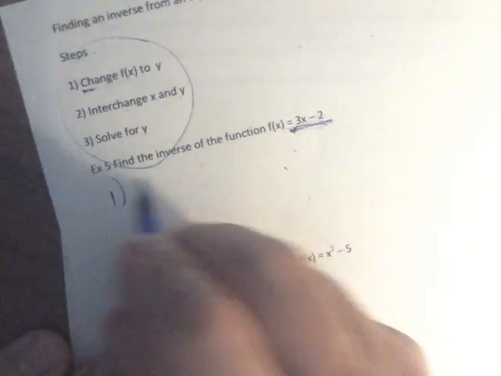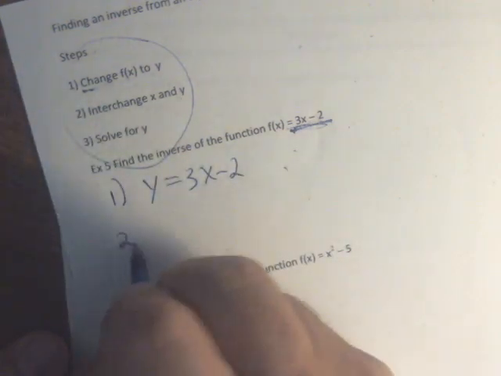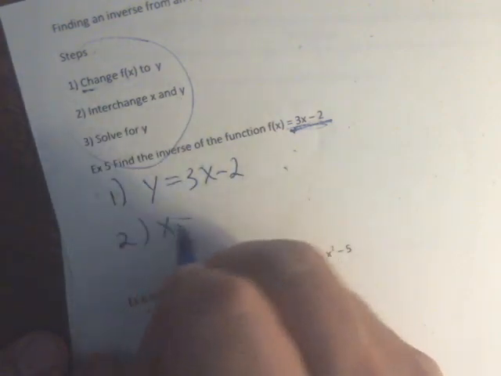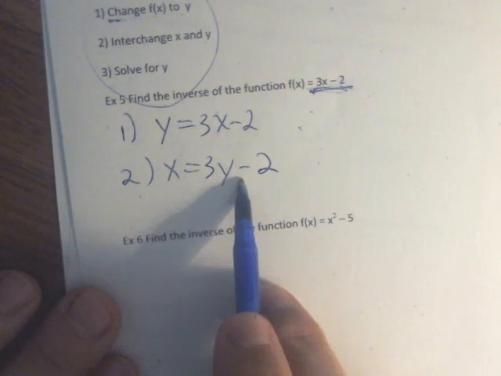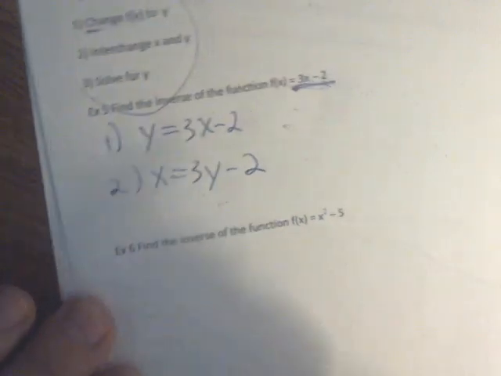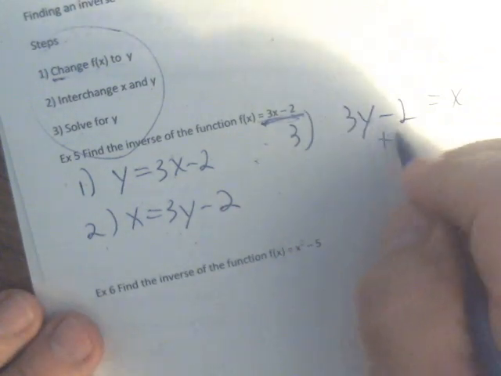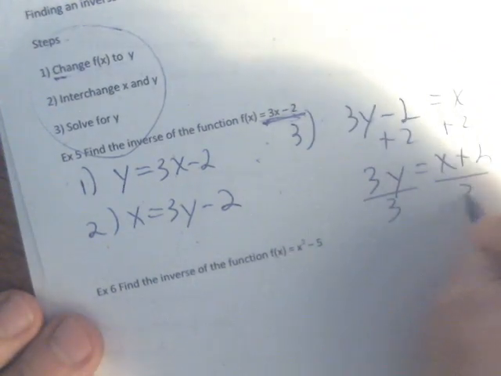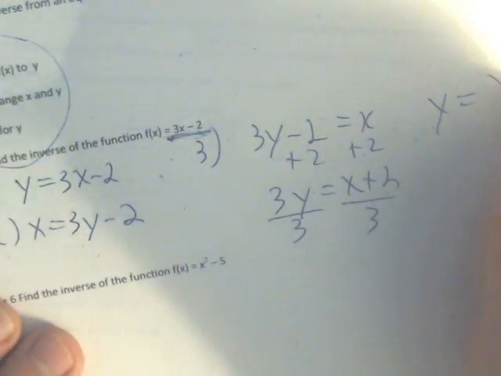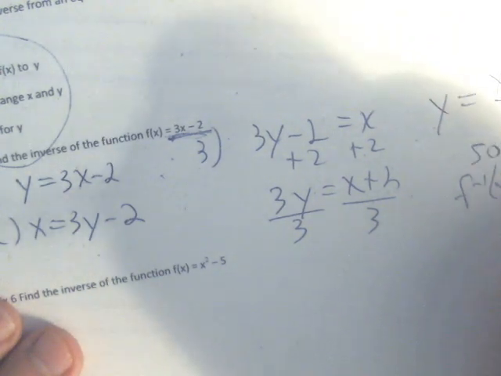So step 1, I change f of x to y. Step 2, I interchange x and y. Now I'm going to solve for y, which is going to do what I just talked about, adding 2, dividing by 3. So step 3, solve for y. I'm just going to flip-flop my sides. I add 2, divide by 3. So I get y is x plus 2 over 3. So f inverse of x is x plus 2 over 3.